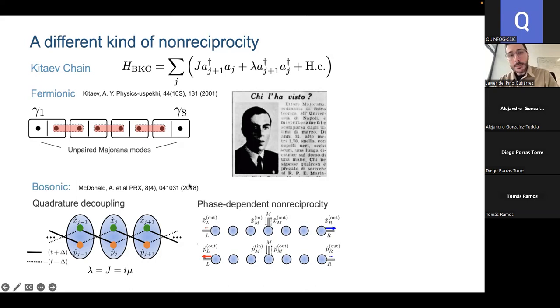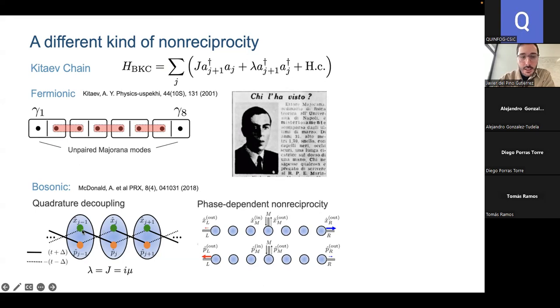If one takes the fermionic model and essentially replaces fermions by bosons, one finds that the model is not topological per se. There is no non-trivial topology according to the expectation from the fermionic case. There is no winding number. But still, one can take these couplings and look at a particular case where they are both imaginary and equal. And one finds that now the quadratures of these modes here couple directionally.